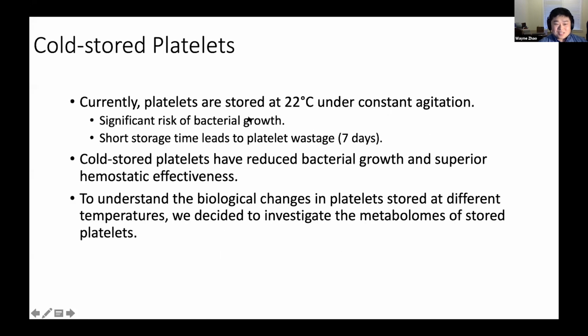Just to give you a little bit of background for platelet storage. Now all of our platelets used for transfusions are stored at 22 degrees under constant agitation. Now this room temperature storage actually poses a significant risk of bacterial growth for transfusion recipients. It also directly leads to a very short storage time for our platelet components, only up to 7 days. So recently people have been re-looking at cold stored platelets, because they have the potential to reduce bacterial growth and have superior hemostatic effectiveness. So to understand these cold stored platelets a bit further, we decided to look at the metabolomes of stored platelets.